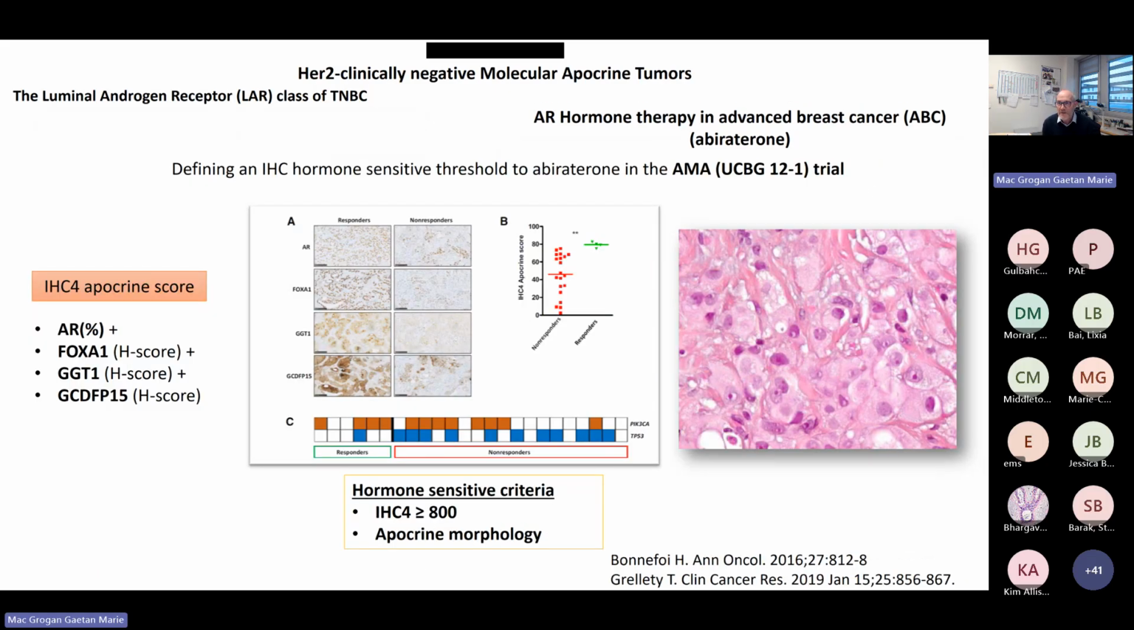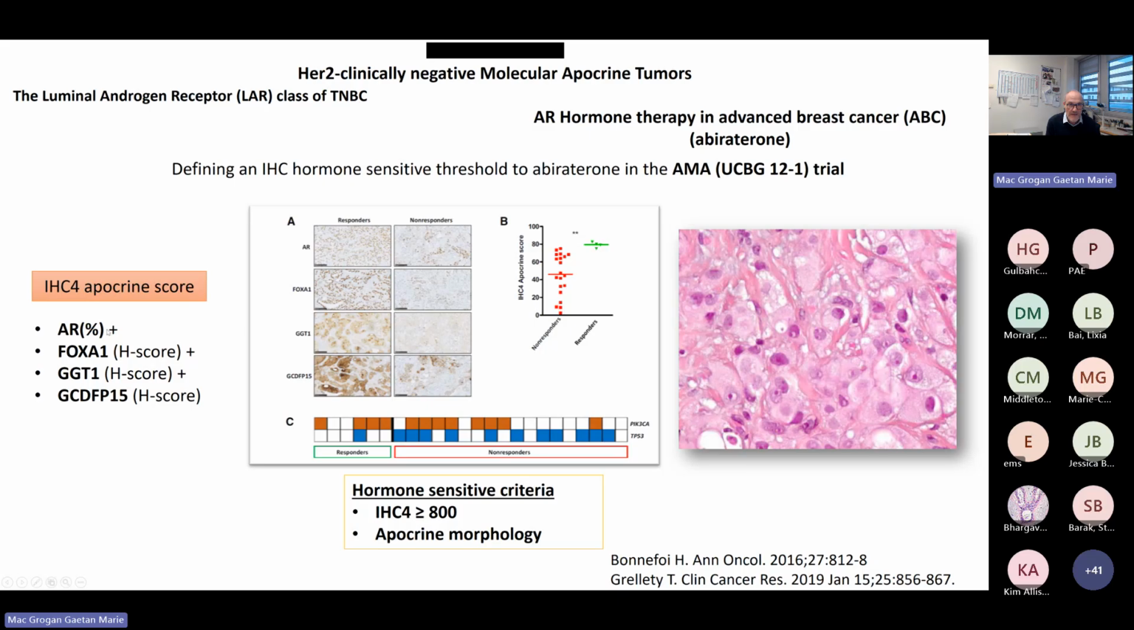In another trial that we performed using abiraterone in advanced breast cancer, we found that all the patients that had a clinical benefit from this drug had a high apocrine score. How did we define this apocrine score? We call it the IHC4 apocrine score.